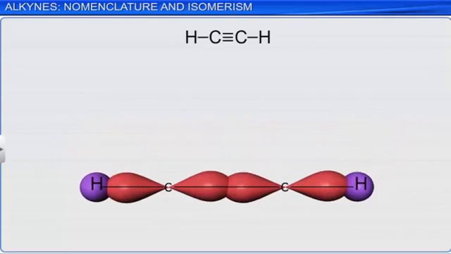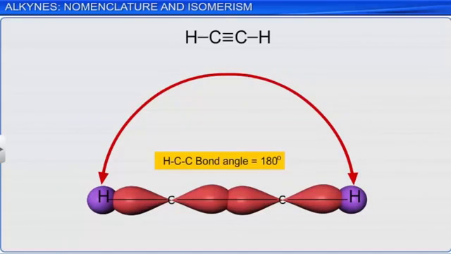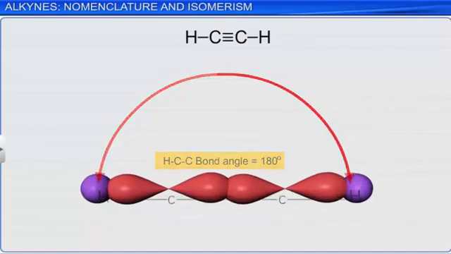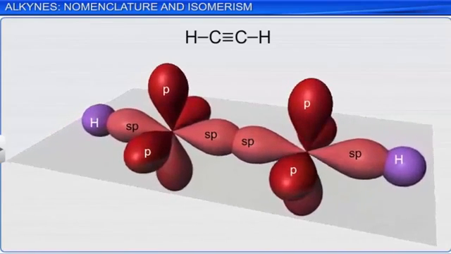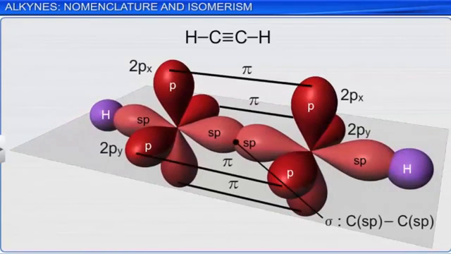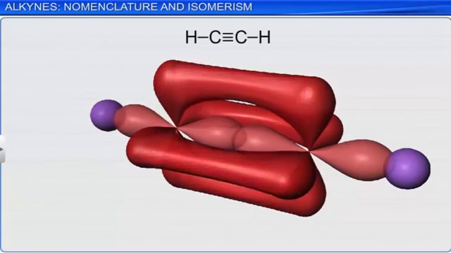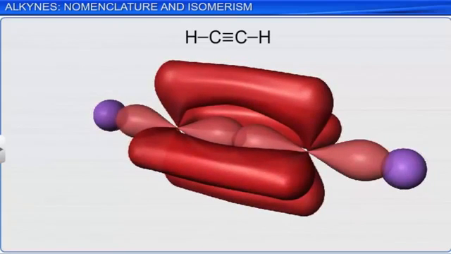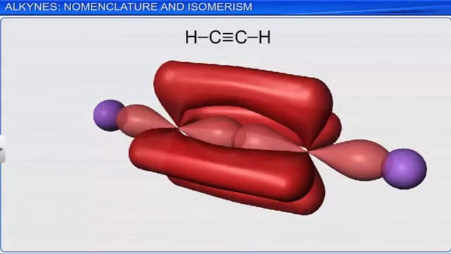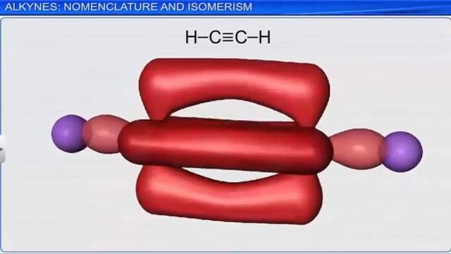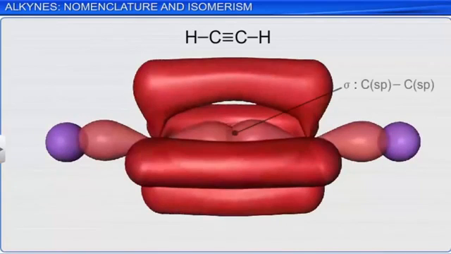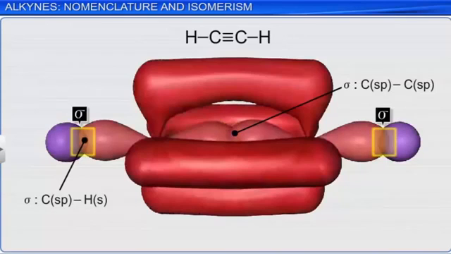The hydrogen-carbon-carbon bond angle is 180 degrees. The unhybridized p orbitals in each carbon atom lie perpendicular to each other as well as to the plane of the CC sigma bond. The two p orbitals undergo lateral or sideways overlapping, forming two pi bonds between the two carbon atoms. Hence, an ethyne molecule consists of one carbon-carbon sigma bond, two carbon-hydrogen sigma bonds, and two carbon-carbon pi bonds.